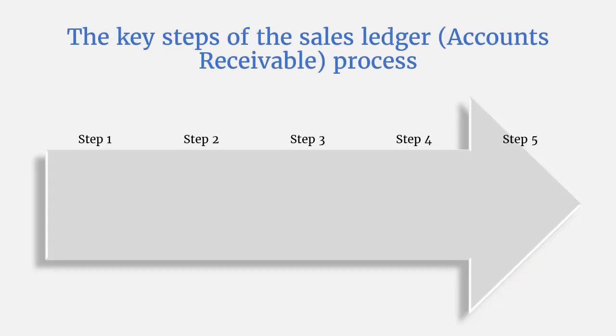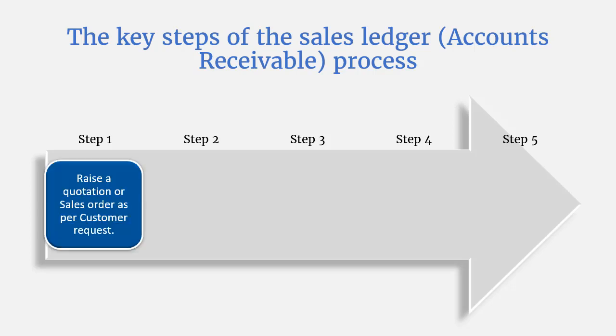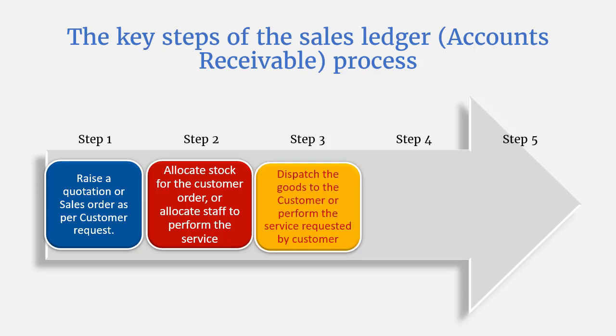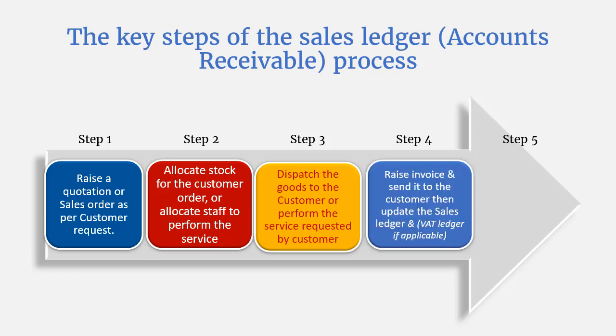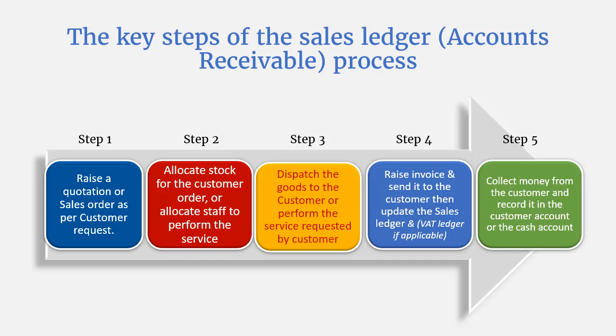Okay, let us look at the accounts receivable process next. There are 5 key steps in this process. The first step is raising a quotation or a sales order. The sales department normally does this step as well as the second step and the third step. That is, the allocation of stock or staff to the customer order and ensuring that the customer receives the goods or services. You, then as the accounts receivable clerk in step 4, will raise the invoice and send it to the customer, and also be responsible for ensuring that step 5, which is the collection of money from the customer, is done.